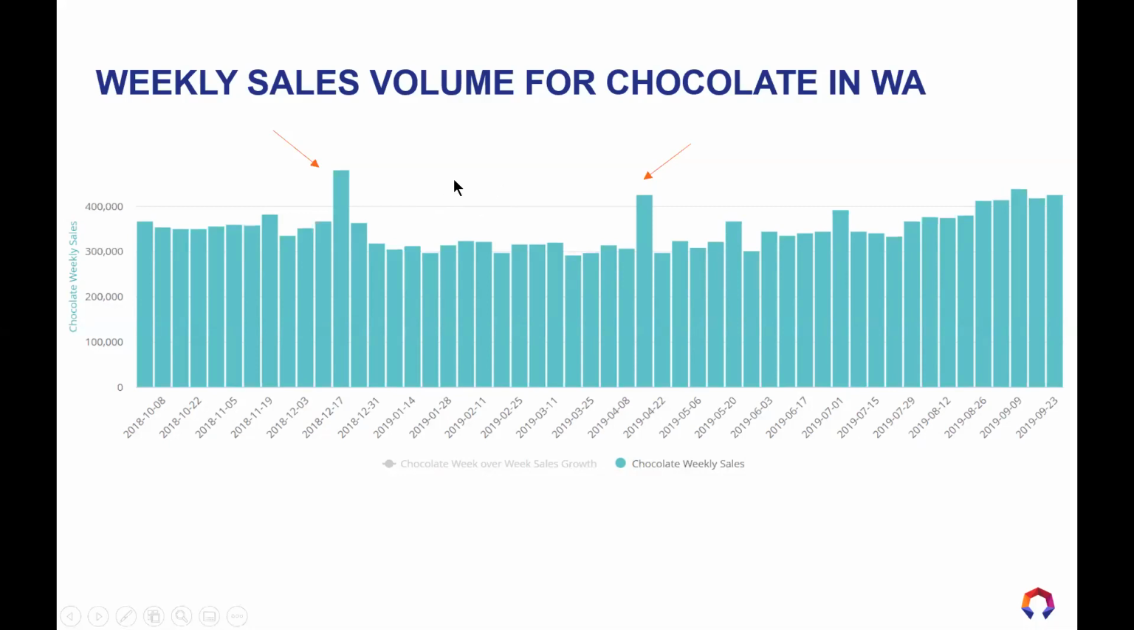While we all know that 420 is the biggest day in cannabis sales, you'll notice that the week before Christmas was actually the biggest week in chocolate sales over the past year. So chocolate sold more the week before Christmas than even on 420, huh? That's right. On a week-by-week basis, it looks like the week before Christmas was the biggest week.